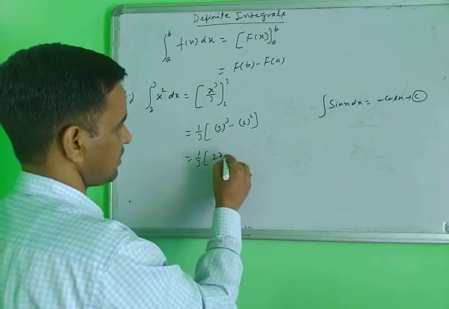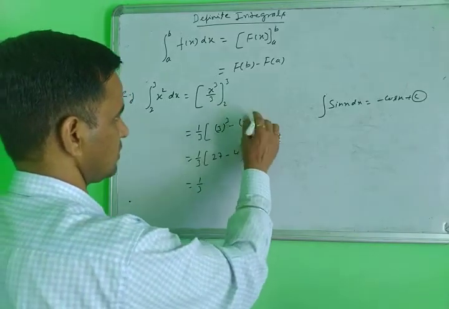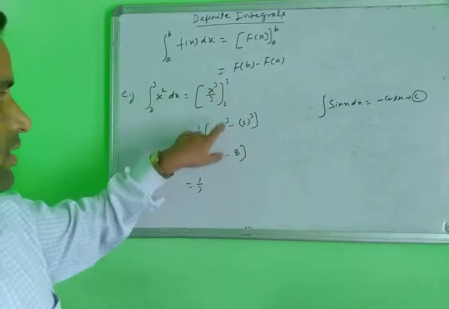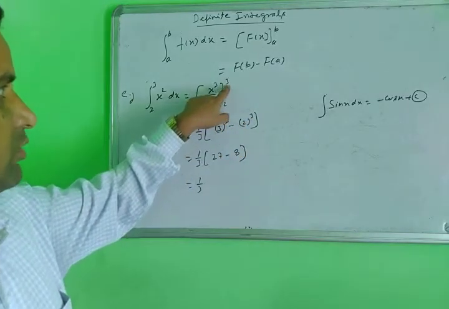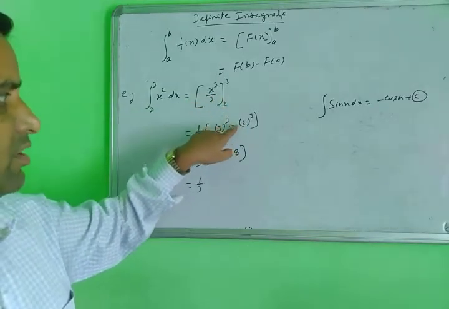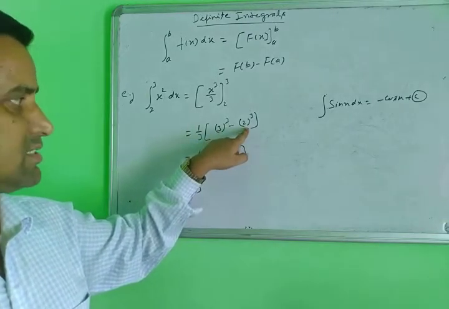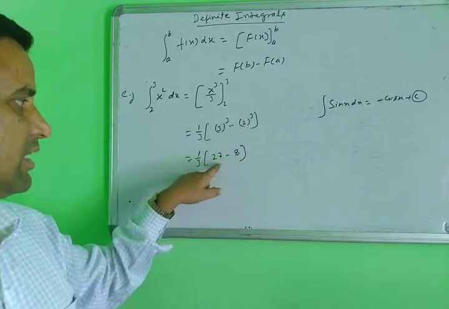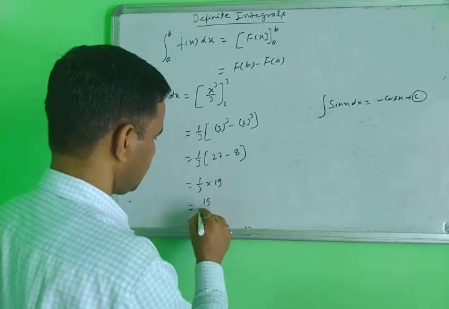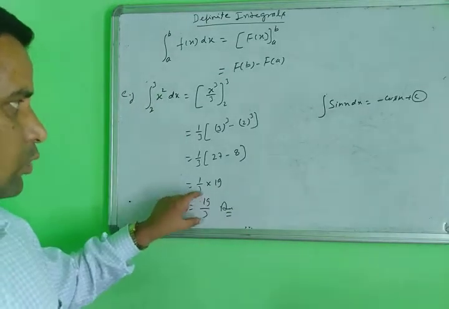3 threes are 27, minus 2 cubed, which is 8. Sorry, here also cube. The exponent will be the same, exponent 3 in both. First you put 3 in the x place, minus, then you put the lower limit 2 in the x place. First the upper limit, minus the lower limit. Then calculate: 27 minus 8 is 19. So your answer is 19 by 3, with no constant here. This is your definite value.